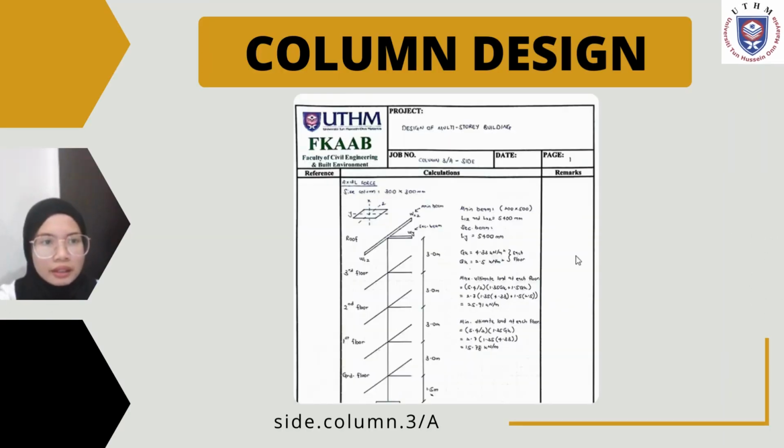I will present the column calculation for two types of cases in our project. This calculation is to make the column detail according to the criteria required to prevent the building from collapsing or swaying. So this is our first type, which is the side column located at 3A.